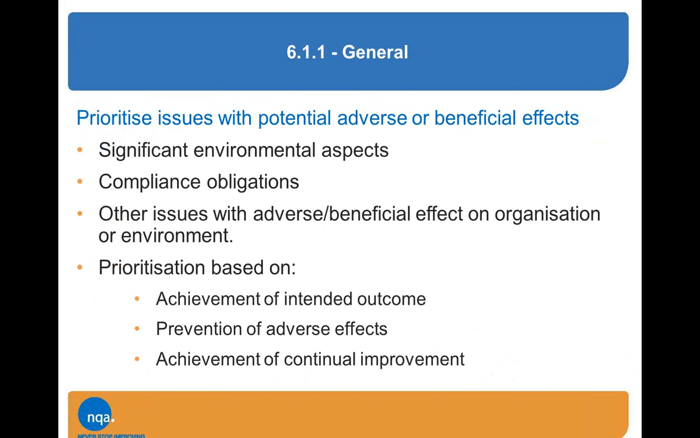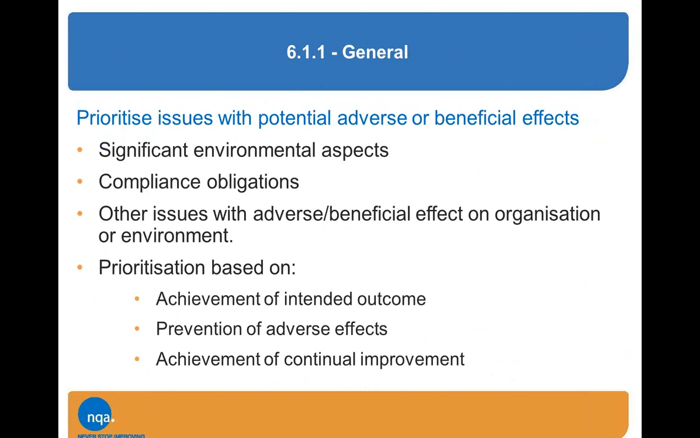So what we've got to do is to prioritise those issues with potential adverse or beneficial effects. So we're back into fairly familiar territory. We're back into thinking about what it is that we do that impacts on the environment. How does the environment impact upon us? And we have to try and prioritise that. So we need to think about the significance. We need to think about what our compliance obligations are. What have we promised to do? What are we enforced to do by the relevant legislation? Think about any other issues that can have this adverse or possibly beneficial effect on the organisation.